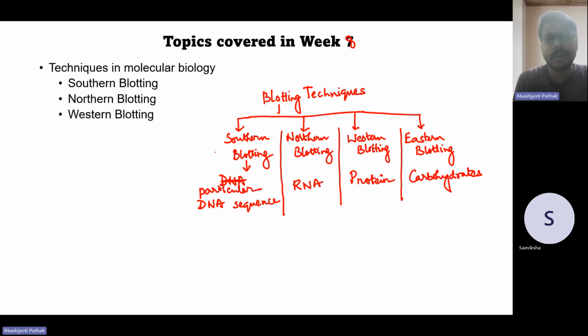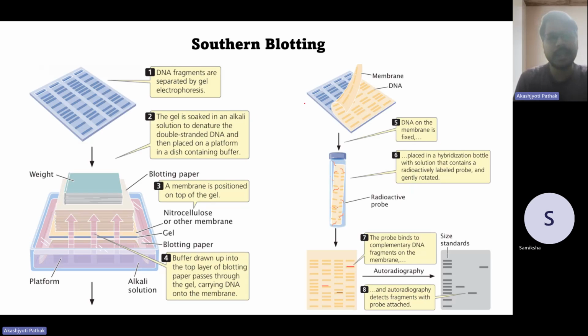So among the 4 or 5 suspected criminals, you can identify which is the particular criminal using this particular technique, Southern blotting also. Okay, so let's understand the technique Southern blotting.